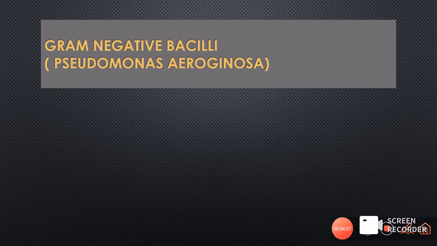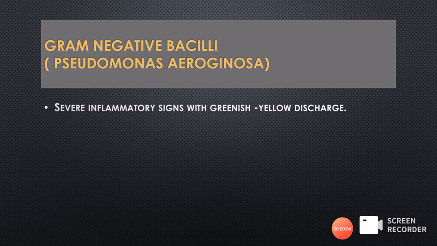Now, after going through the gram-positive organisms, let us study the gram-negative bacilli. The most common gram-negative organism causing corneal ulcer, and the most severe type of corneal ulcer, is Pseudomonas aeruginosa. Pseudomonas aeruginosa is actually a gram-negative bacilli. So what did I tell you about gram-negative? Gram-negative means they will be pinkish in color, and bacilli means they will be rectangular in shape.